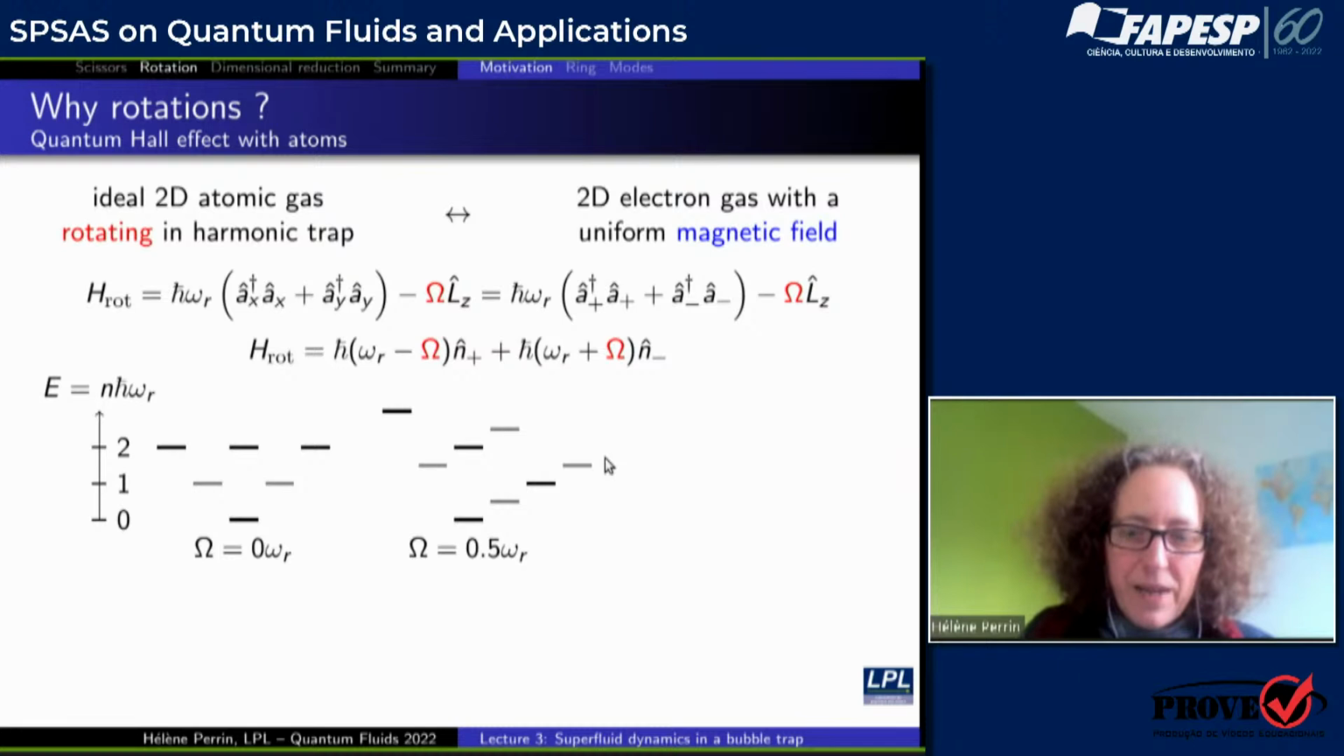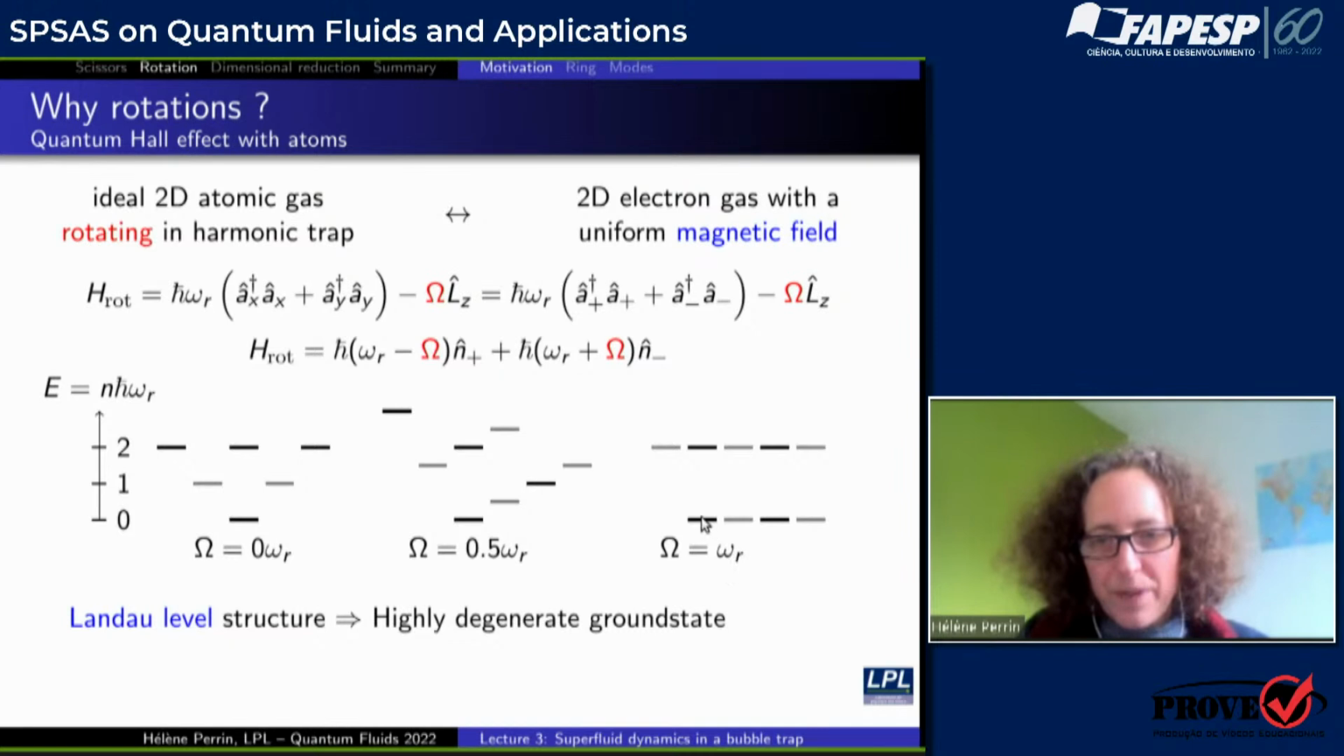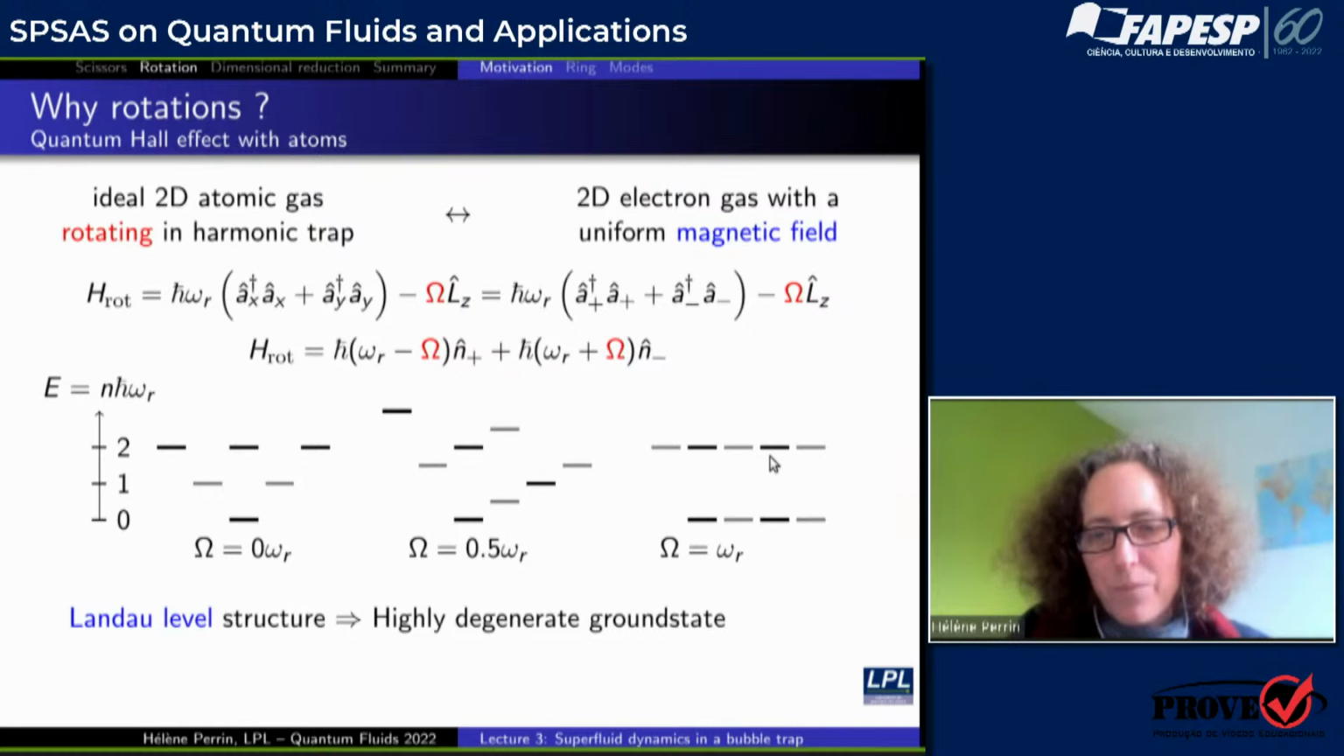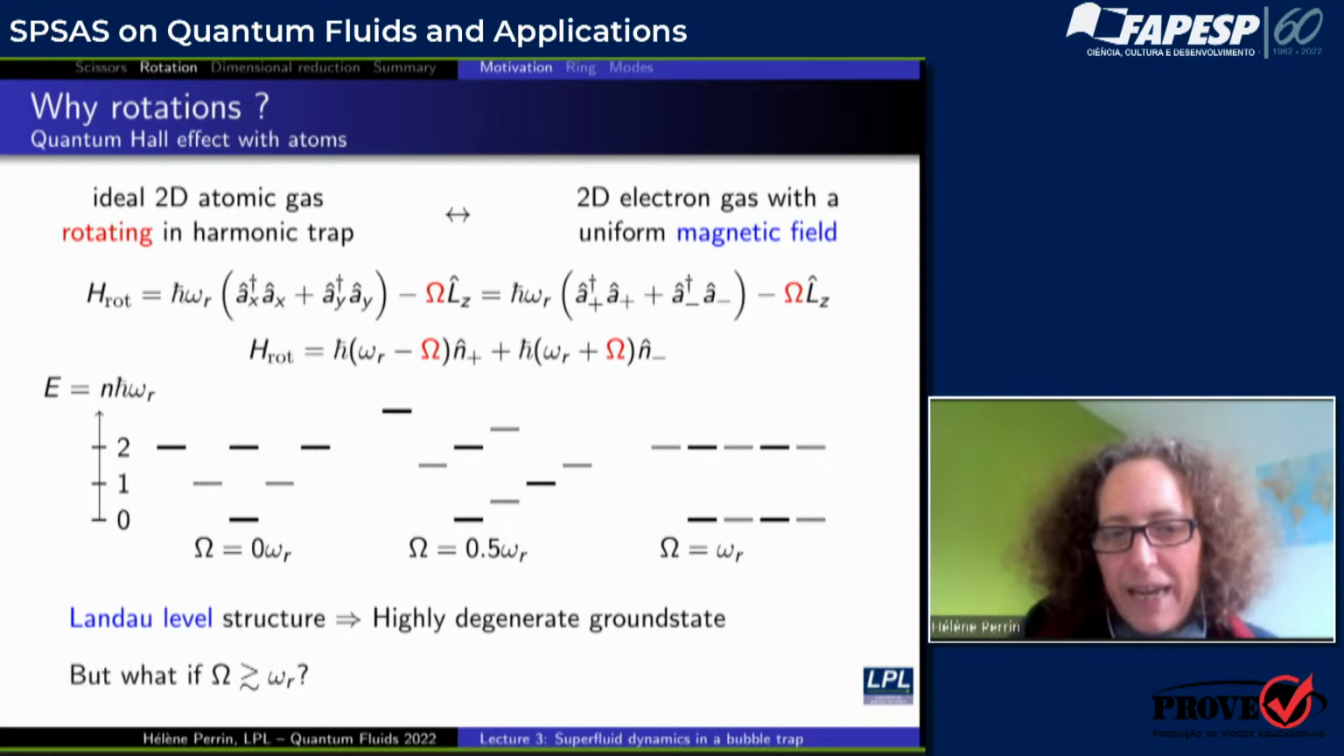at the end, if I rotate so fast that I reach the trapping potential frequency, all the n plus states here will be degenerate in energy. And so this large degeneracy in the ground state corresponds to the lowest Landau level for electrons rotating in the presence of a magnetic field. And so we have the equivalent of a quantum Hall effect with neutral atoms.